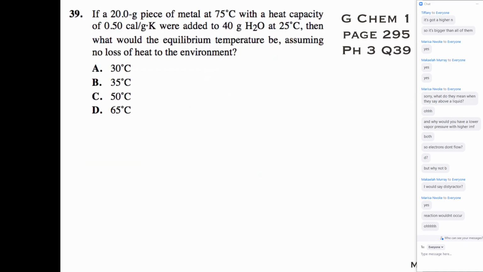Okay. This, I think, is pretty important because this is an easy freestanding question. And is this the one equation I guarantee will be given on your test, the one that they will actually write? This is the one they will give you. Q equals mcΔT. So if a 20-gram piece of metal at 75 degrees, heat capacity of 0.5, were added to 40 grams of water at 25 degrees, then what would the equilibrium temperature be, assuming no heat is lost to the environment? Whoa, this is going to be a tough one, I think.